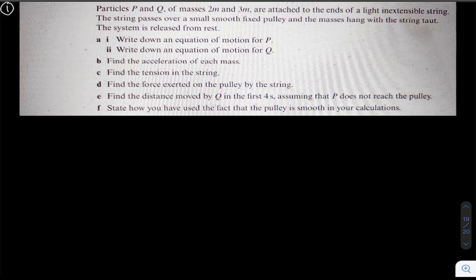So this is our first question. Particles P and Q of masses 2m, 3m are attached to ends of a light inextensible string. The string passes over a smooth fixed pulley and masses hang with string taut. The system is released from rest. And we have to answer: write down equation of motion for P, Q, acceleration, tension, force, distance, etc. Okay, so what we will first do is we will draw a rough diagram.